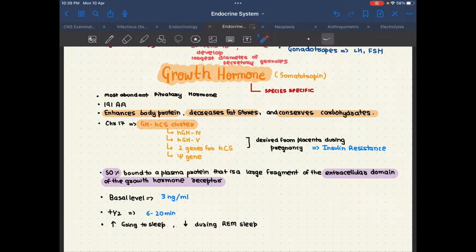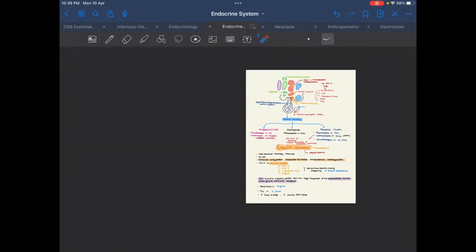So 50% of this polypeptide is bound to the extracellular domain of its own receptor. तो growth hormone जो receptor है मान लो, उसी का ये extracellular domain cleave off हो जाता है, and that binds the growth hormone and regulates its amount. So 50% is already bound. What are the basal levels that we have in our body? 3 nanogram per ml. ठीक है?